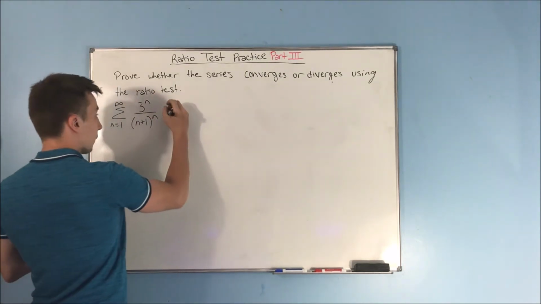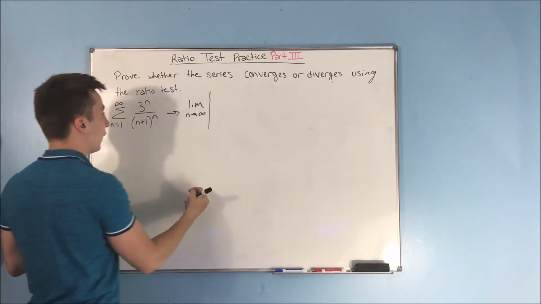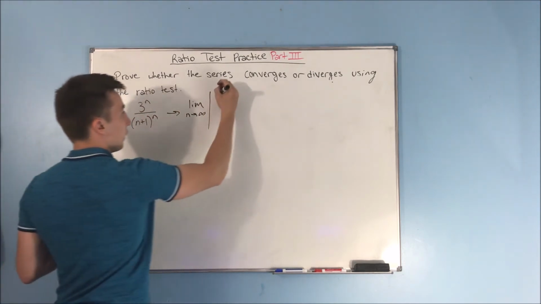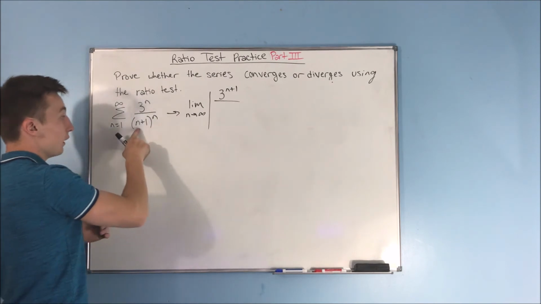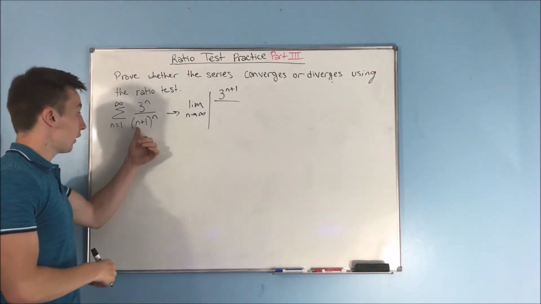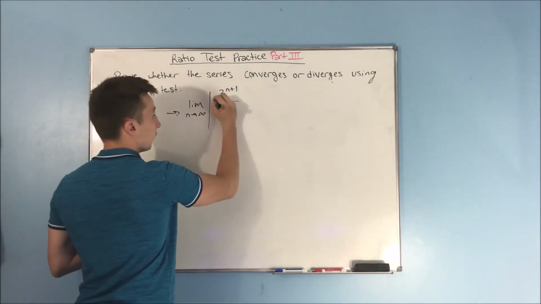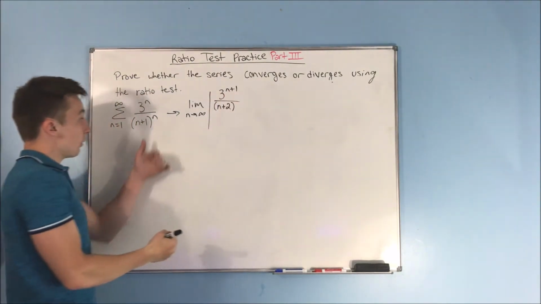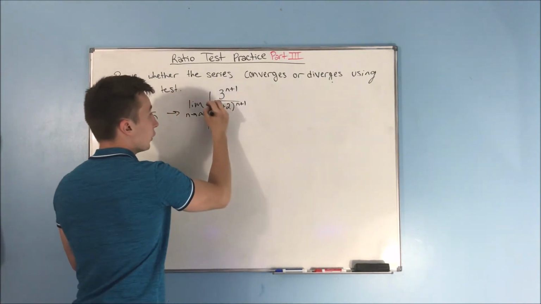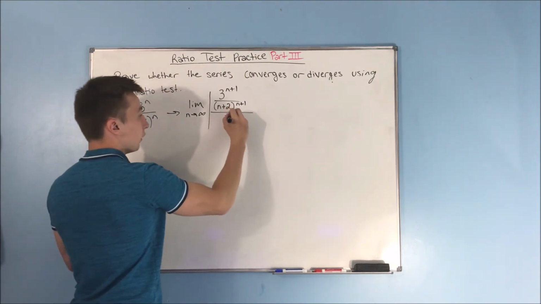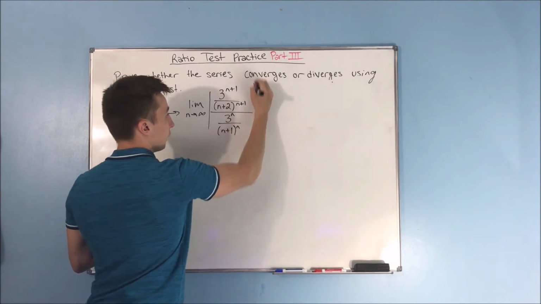So let's write our limit as n approaches infinity of the absolute value of, we get a 3 to the n plus 1 over, and remember, don't forget about that n right there. That's also got to become an n plus 1. So this is going to be an (n plus 2) in the parentheses. And then you have an n right here, which of course also becomes an n plus 1. So that's going to be over 3 to the n over (n plus 1) to the n.